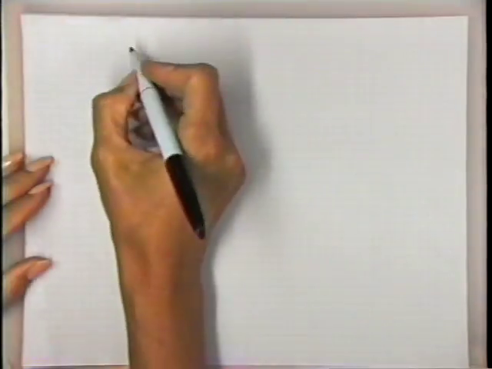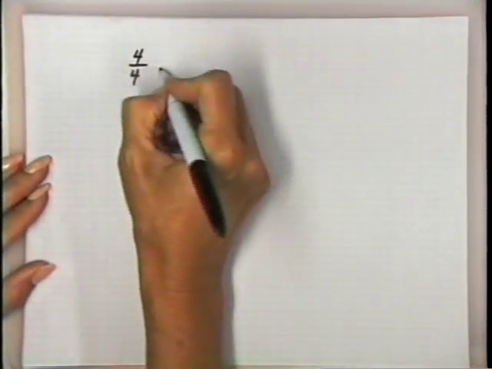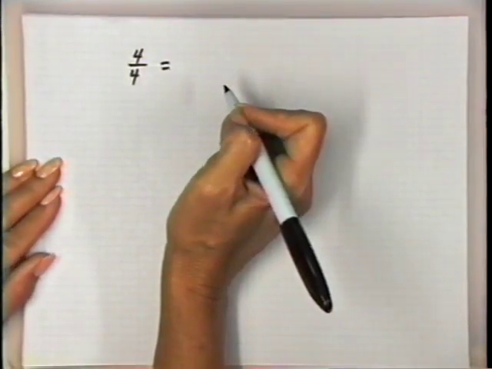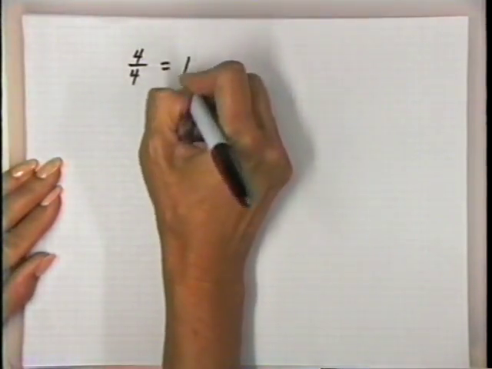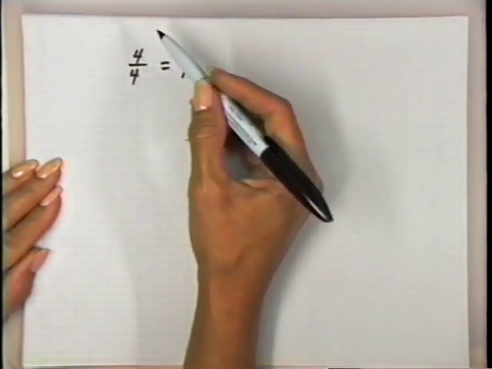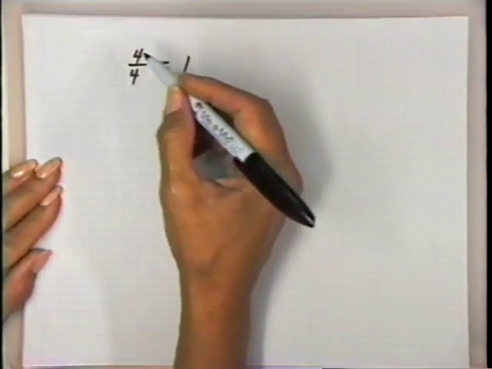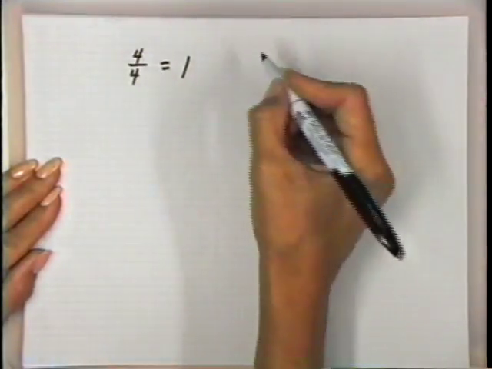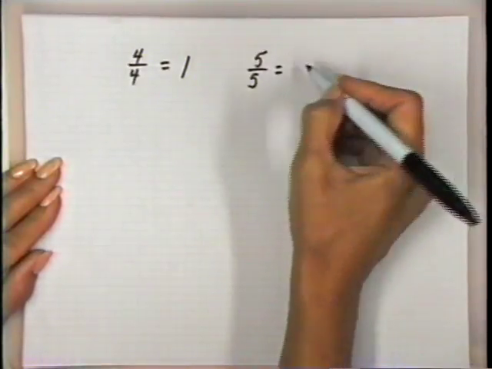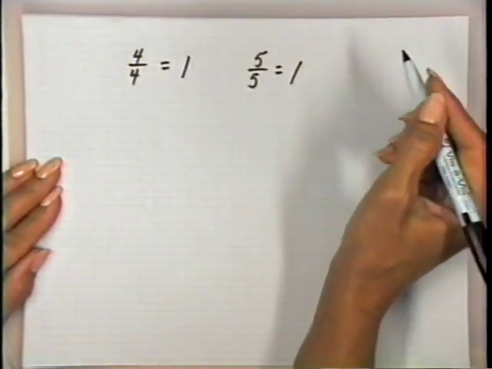If I wrote the fraction 4/4, what number would 4/4 equal? 4/4 is 1, or we can think of using the meaning of division for fractions. 4 divided by 4 is 1. What about 5/5 or 5 divided by 5? It's 1 also, isn't it?